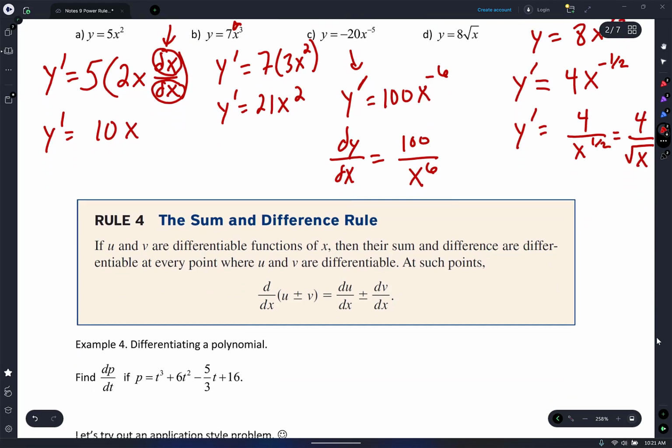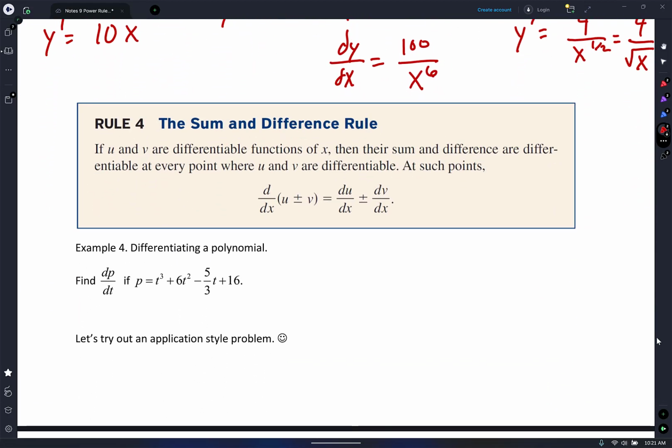Relax. Don't freak out. This just says sum and difference rule. It just means that I'm adding and subtracting polynomials. And all it says is you just take the derivative of each variable. So u means du dx. I'm taking the derivative of u with respect to x. This v here means I'm taking the derivative of v with respect to x. Nothing crazy. Are we in the clear?